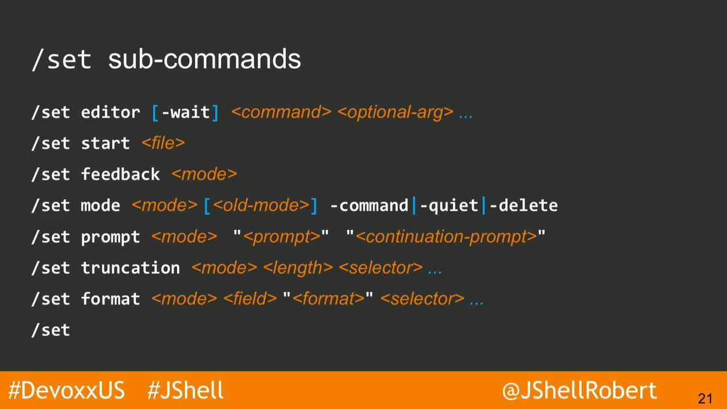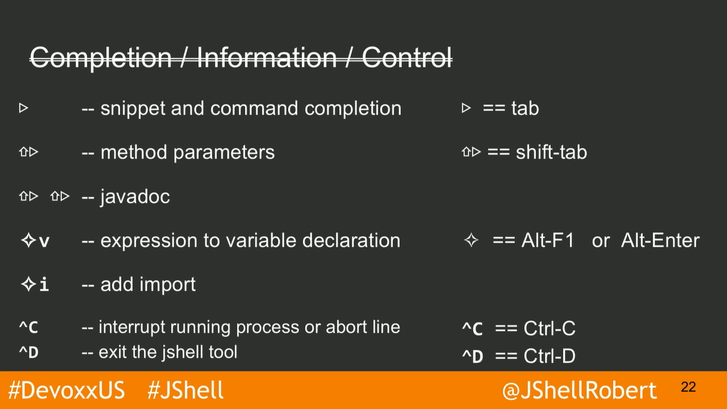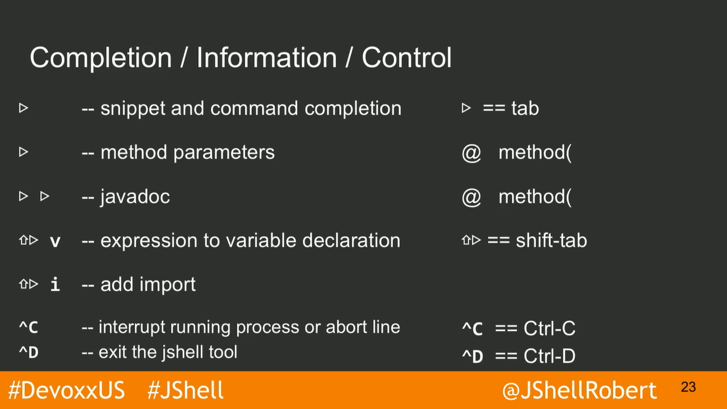And then the next four are basically for constructing your own feedback modes: creating the mode, setting the prompt, setting truncation, and all the complexities in format, which is basically what kind of feedback you want for different things. And finally, all the set commands without an argument, including just set, show you your current settings. Okay, this is what it is now, but in a couple weeks, we'll be changing it to this, so that's what I'll show you.